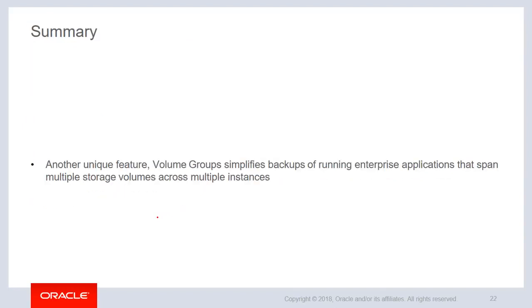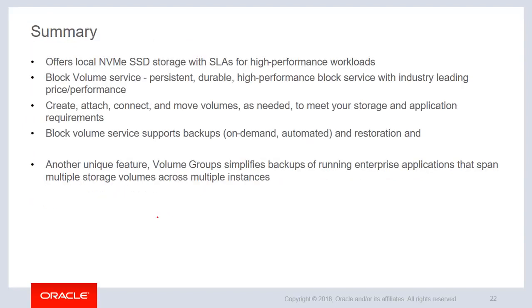So to summarize, OCI offers local NVMe SSD storage, as we saw earlier with SLAs. The use case is high performance workloads. The block volume service is a persistent, durable, high performance block service with industry leading price performance. You just saw some of the price performance numbers. You can create, attach, connect, and move volumes as needed to meet your storage and application requirements.